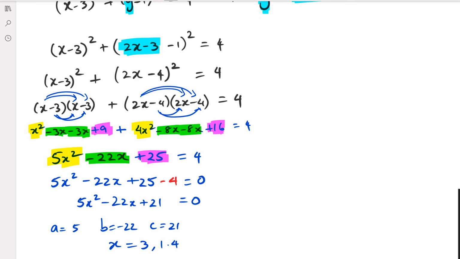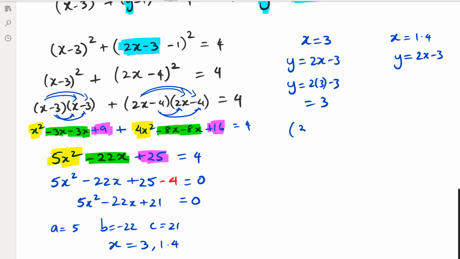Now remember, guys, we said we're going to use the straight line, right? So I'm going to put down x equals 3, x equals 1.4, and then write my equation down. y equals 2x minus 3. So here, I get y equals 2 times 3 minus 3, which means I end up with a point of 3, 3. That's my first point. My second point is y equals 2 times 1.4 minus 3. That's 2.8 minus 3, which is negative 0.2. So my second point is 1.4 and negative 0.2.